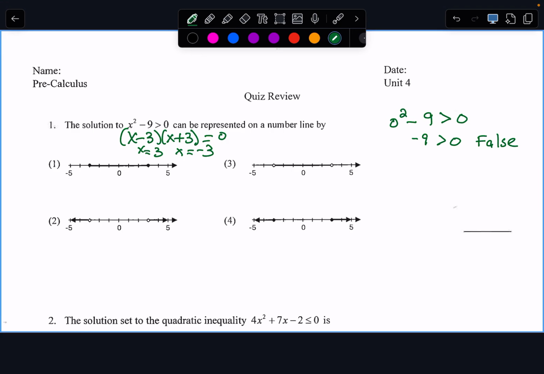Okay? So it's not between the two. It's an or statement, outside the two. Okay? But we have to watch and make sure we use the ones that are not filled in because of this sign. All right? So this is number 2.